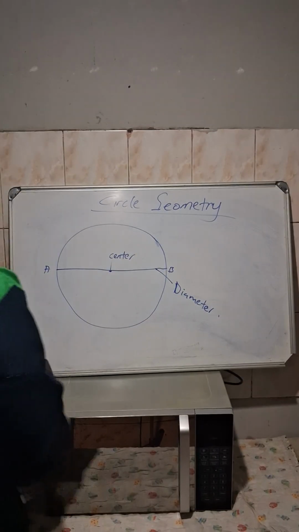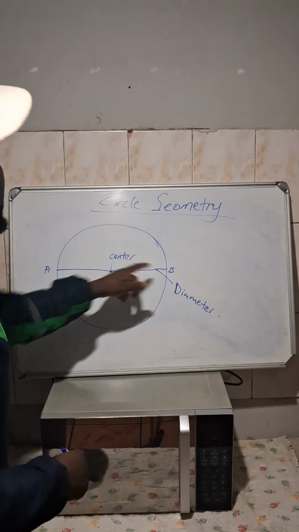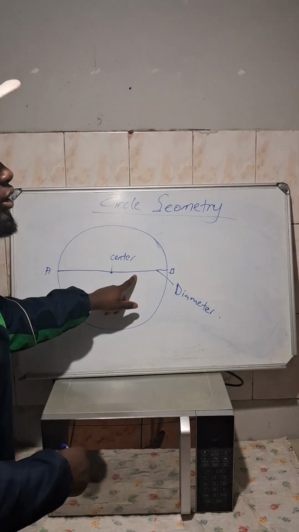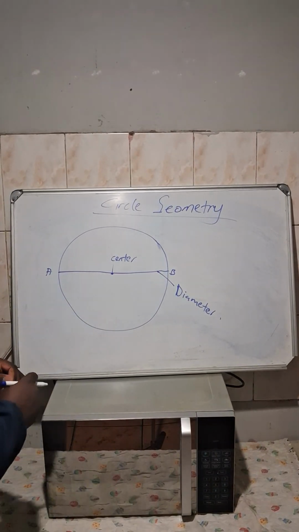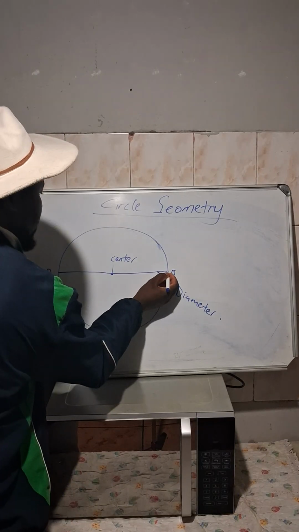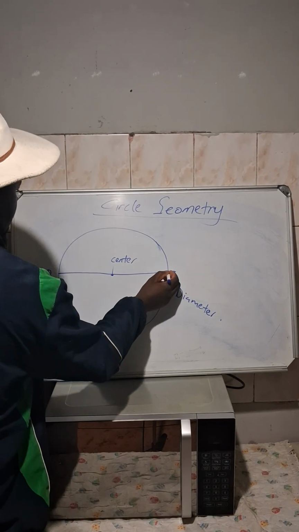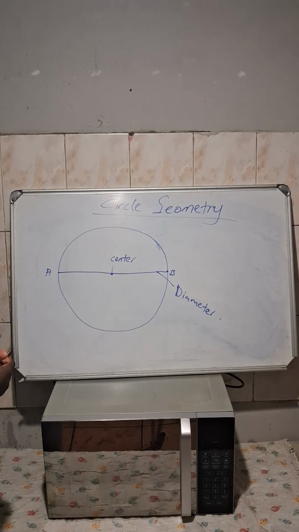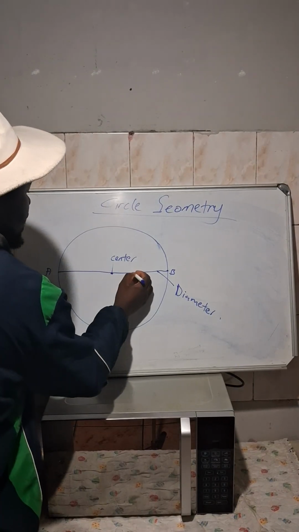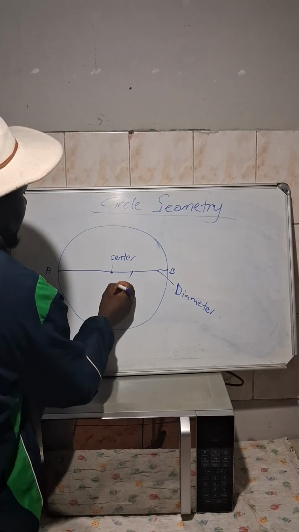How do you know that it is a diameter? It touches the circumference and it passes through the center. That's why we call it a diameter. Right? We have a line from this point B on the circumference to the center. This line we call a radius.